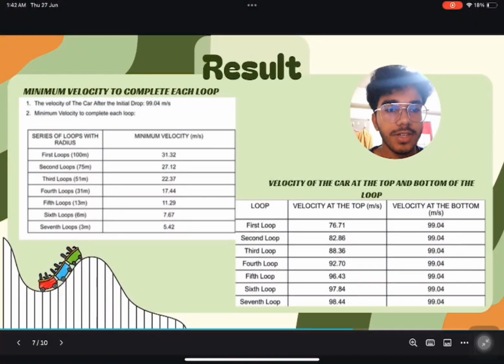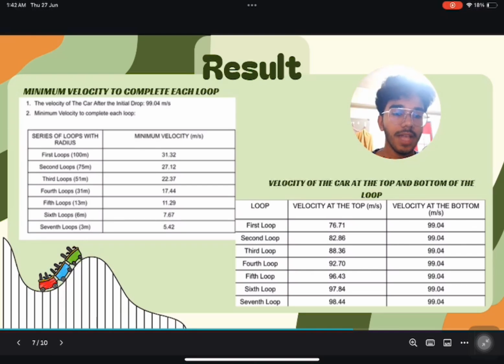Let me share the results of our analysis. The first table here shows the minimum entering velocity the kart should have to complete the loop at normal conditions. The second table shows the velocity at the top and also the entering velocity at the bottom. As you can see here, the entering velocity at the bottom is 99.04 meters per second, approximately 10 G-forces.